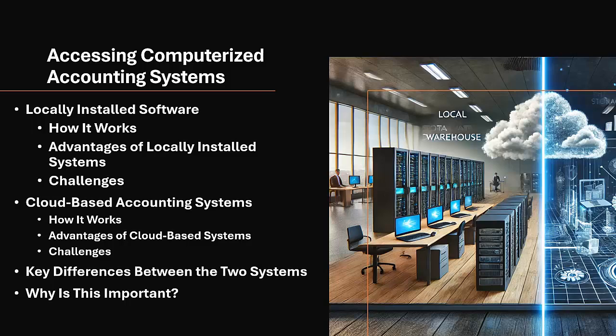1. Locally installed software. In this setup, the accounting software is installed directly on the computers or servers within the company's premises. This means the system operates entirely offline unless the company adds network connectivity for data sharing. How it works. Installation. The software is purchased and physically installed on the computers of the accounting team or company servers. Access. Employees access the software through local drives or via a network within the company. Storage. All financial data is stored on the company's computers or servers.